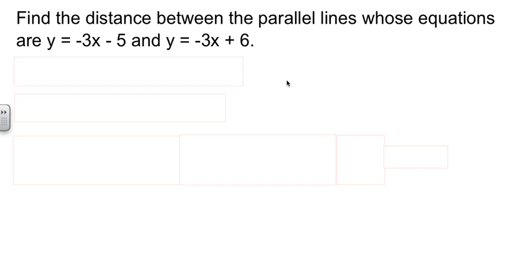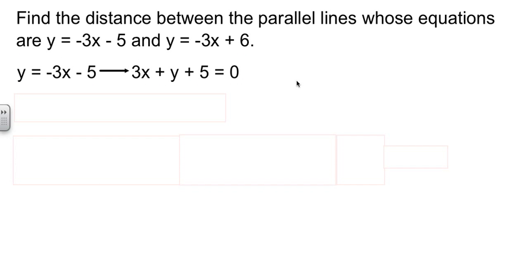So let's find the distance between parallel lines whose equations are given to us as y equals negative 3x minus 5 and y equals negative 3x plus 6. The answer is not 11. It's not just as simple as subtracting the two things. Darn it.